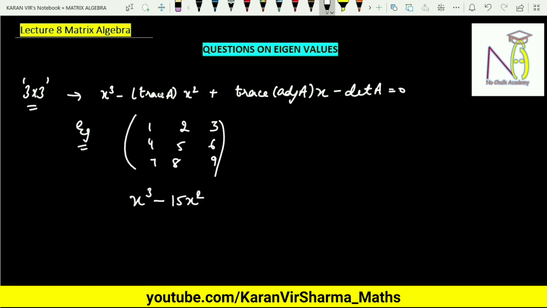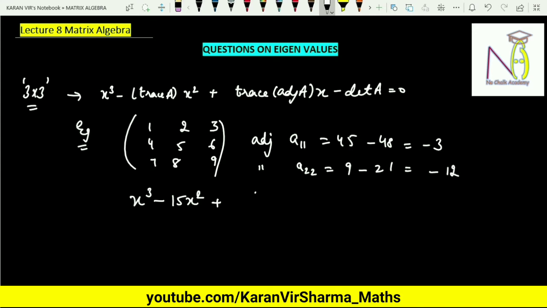Then plus the trace of adjoint A. In my previous videos, I have explained the concept of adjoint of A. So clearly, if you calculate the adjoint of A11, here I am writing the adjoint of A11. This will be 9 into 5 is 45 minus 8 into 6, that is 48. This comes out to be minus 3. Similarly, if you calculate the adjoint of A22, just cover these lines, 9 into 1 is 9, minus 7 into 3, that is 21. So this comes out to be minus 12, right? Again, adjoint of A33 comes out to be 5 minus 8, which is minus 3.